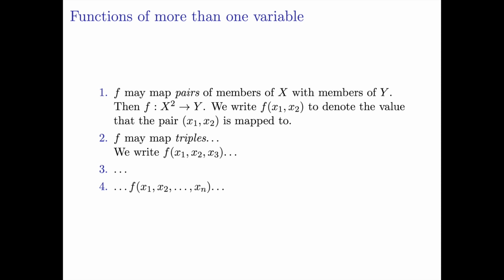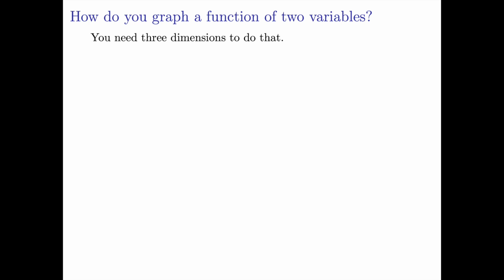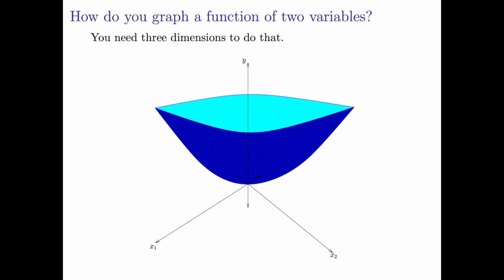In general, f of x1, x2, all the way through xn is the value that these n numbers are mapped to. One of the nice things about functions of a single variable, so f of x, is that we can graph that. We could put on the vertical axis f of x, and on the horizontal axis we can mark x. But what do you do if you have, let's say, two variables? You're going to need 3 dimensions to be able to graph it. So you're going to put x1 on this axis, you're going to put x2 on this axis, and then on the vertical axis you can mark f of x1, x2. So perhaps it looks something like this.